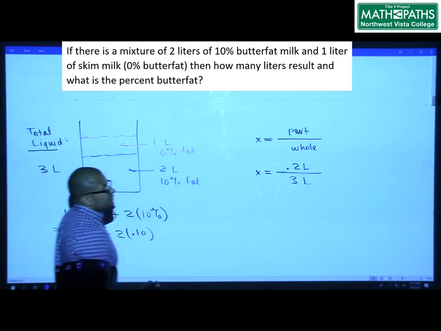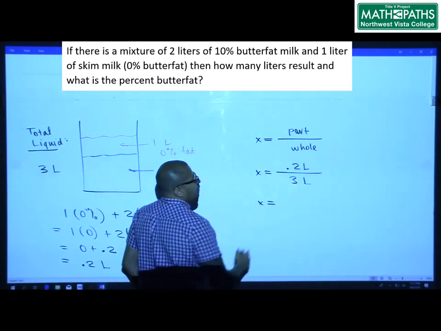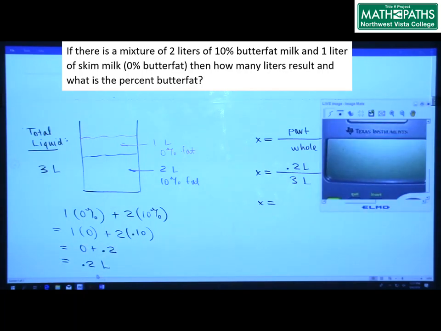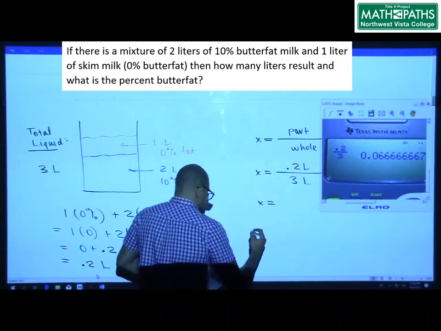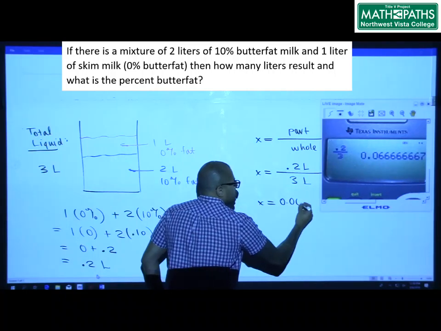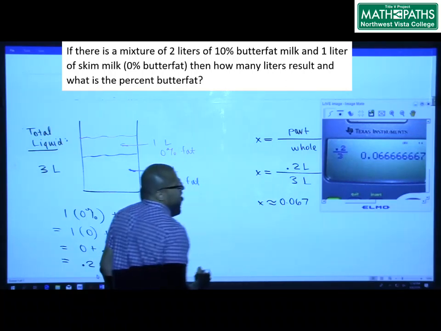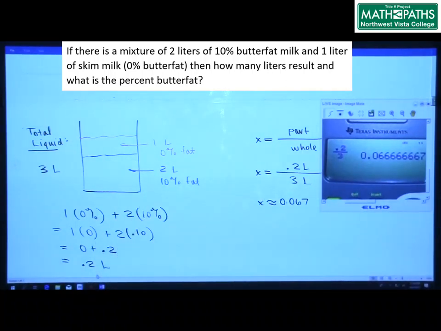So to get the answer, I'm going to use my calculator to figure out what 0.2 divided by 3 is. And I'm going to pull that up right now. So if I type in on my calculator, using the fraction key, 0.2 over 3, that gives me this decimal number. So it's 0.06 repeating. So let me write this out. This is the same thing as saying 0.067 approximately. So let me change this to an approximately equal to. And now that is the answer.